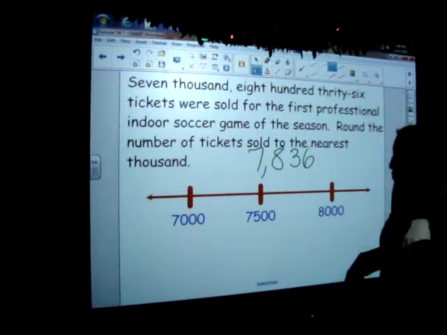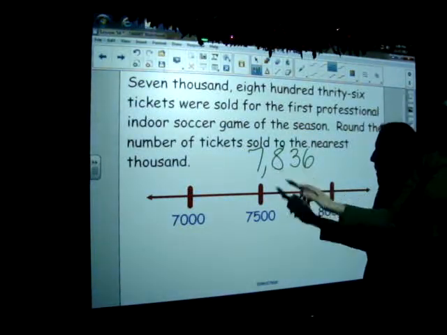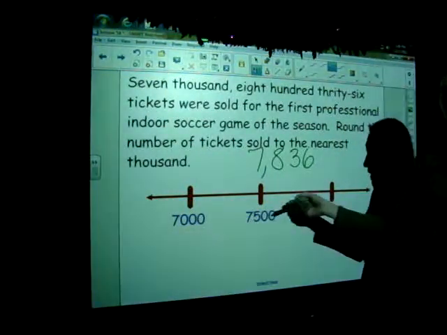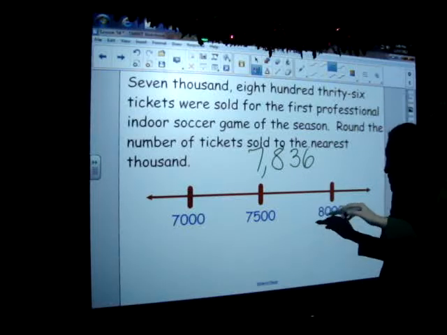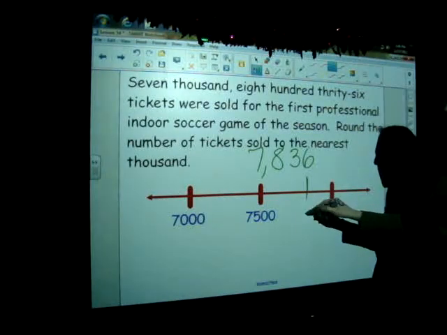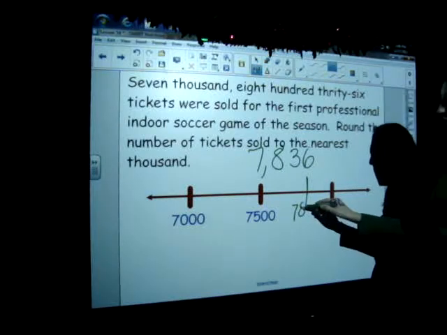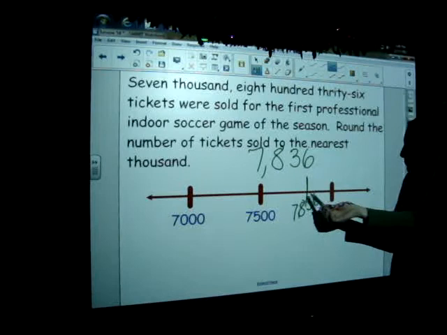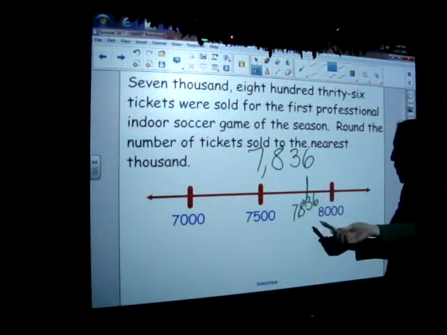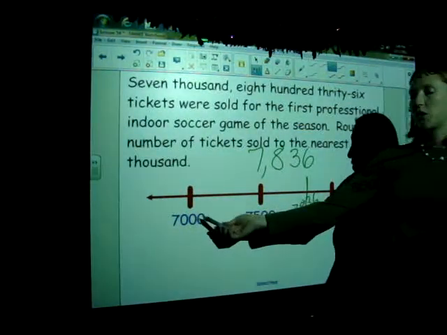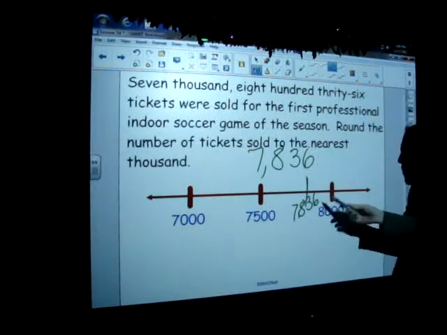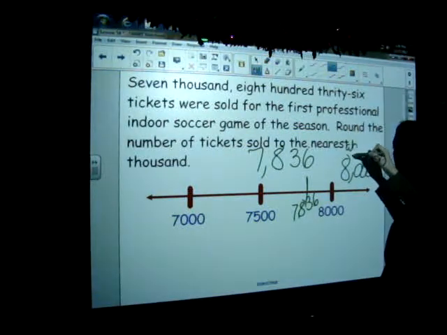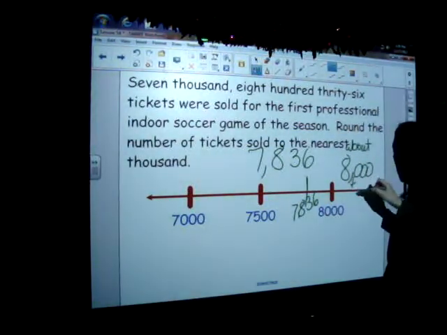Now if I look at this on a number line, I have a 7 and an 8. So here's the 7,000s, here's 7,500, so the 8's even larger than that, and here's 8,000, but I'm not quite to 8,000. So I'm going to put my number somewhere in between, closer to the 8,000. And that's where it's at on my number line. So is this number closer to 8,000 or is it closer to 7,000? You should have said it's closest to 8,000. So they sold about 8,000 tickets.